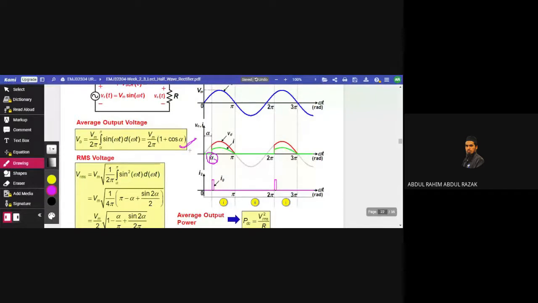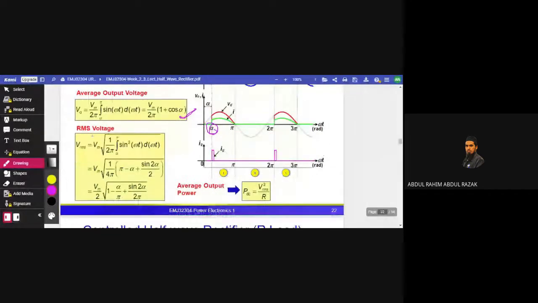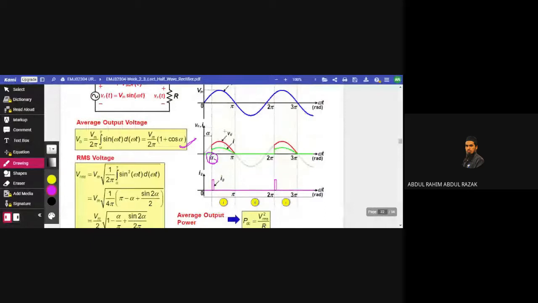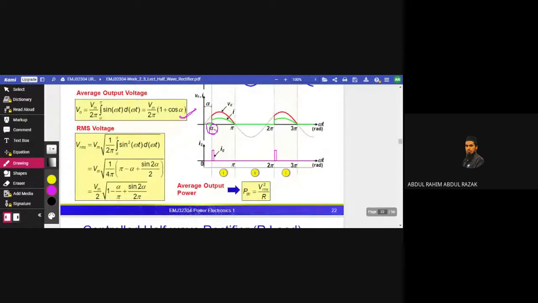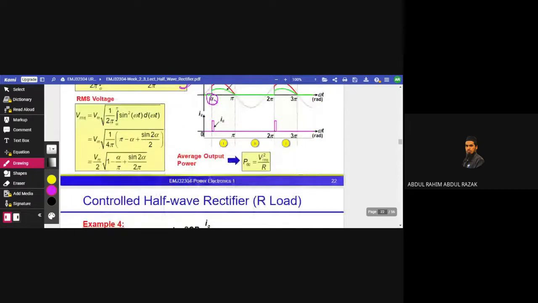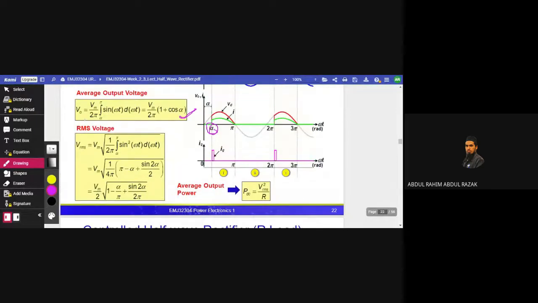In terms of RMS voltage output, to conclude, we only have the positive side of voltage and positive side of current, with the firing angle effect, so we have the factor of firing angle here to be considered. That's why we have V peak, half of it, times the factor of alpha and sine alpha here. In terms of average power output, P is still the same, V squared over R. We measure VRMS, so VRMS here is calculated, and we can have the average output power.